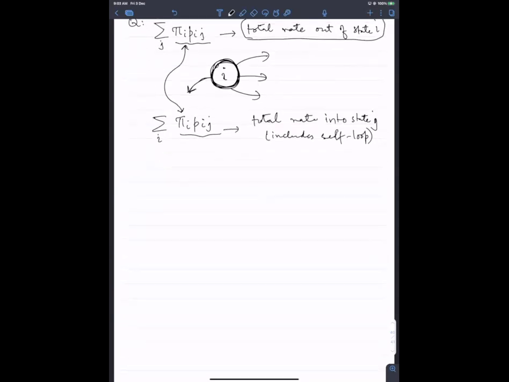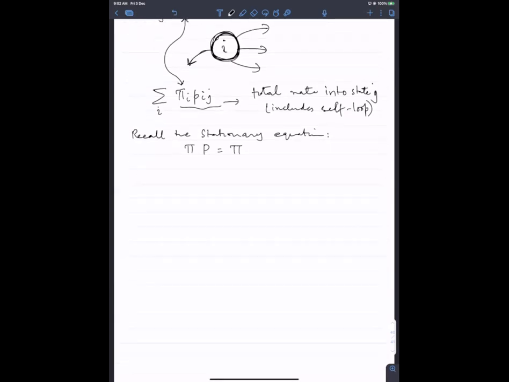So now recall the stationary equation. What was the stationary equation? You had this: pi multiplied by P is equal to pi. This was the stationary equation. That's how you solved for the distribution. And in addition, the elements of pi should sum up to 1.